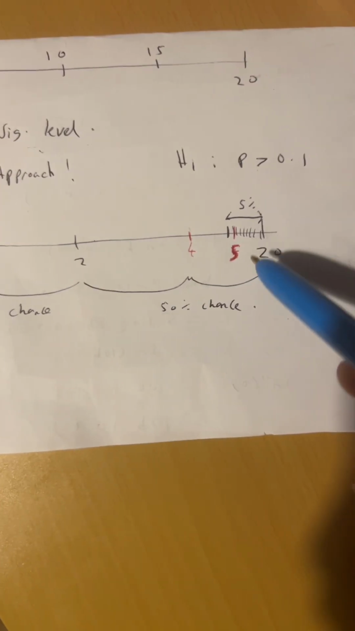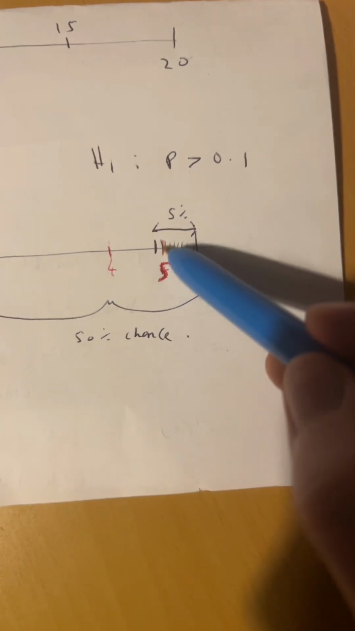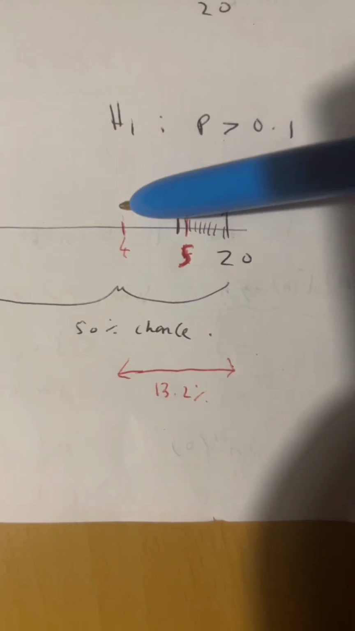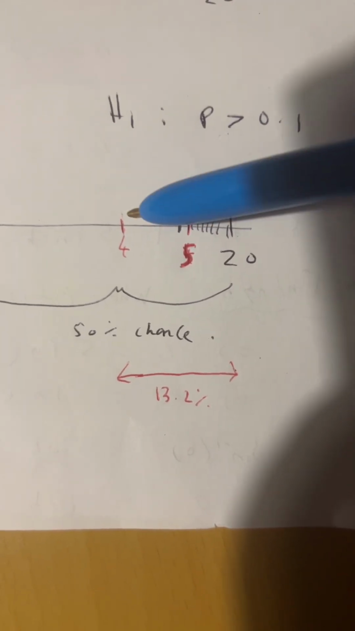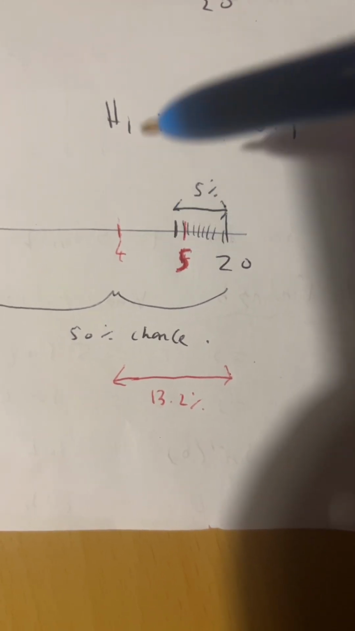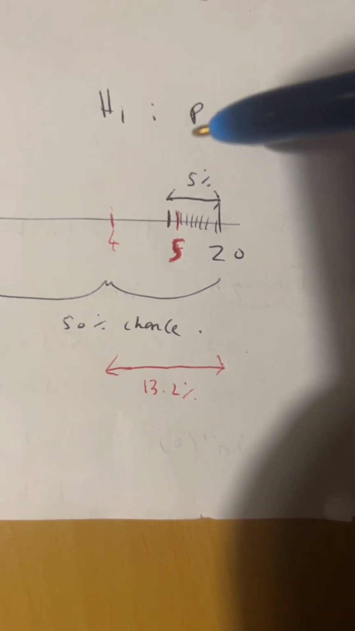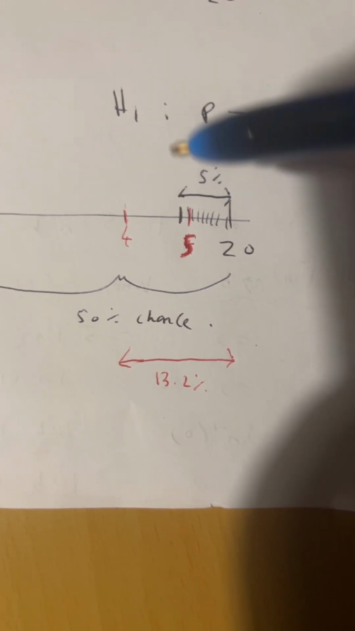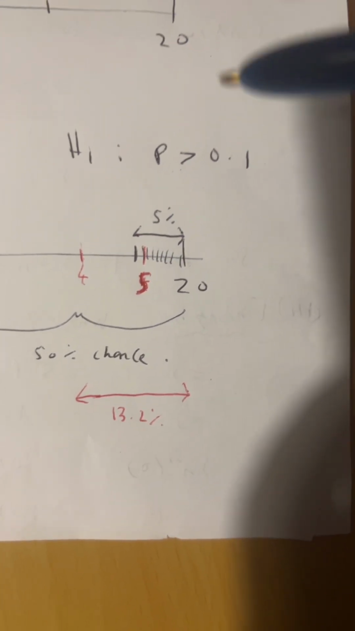So the number 5 is going to be somewhere here in this critical region, but the 4 is not quite in that critical region. That's telling me that 4 bullseyes is not enough to be in the critical region. It's not big enough, so I didn't get as many successes as I would have hoped for. So that means we have to accept H0. There is insufficient evidence that the probability of my success is bigger than 10%.